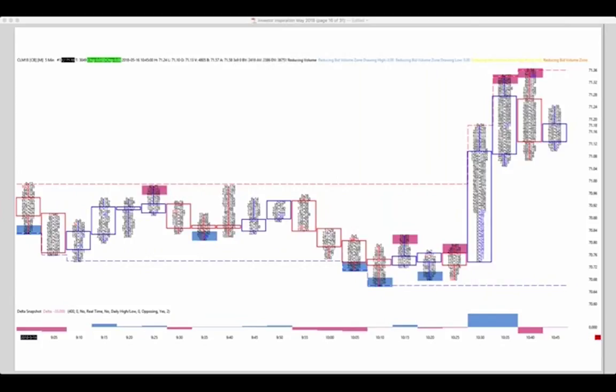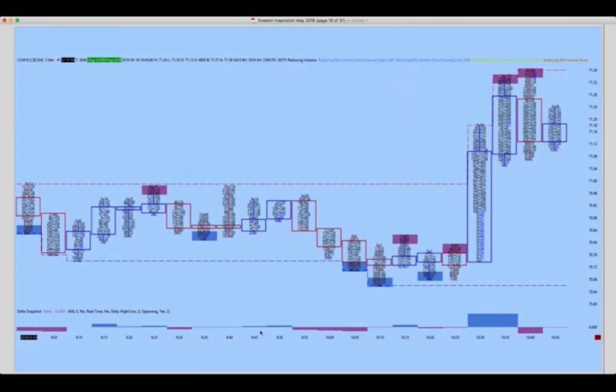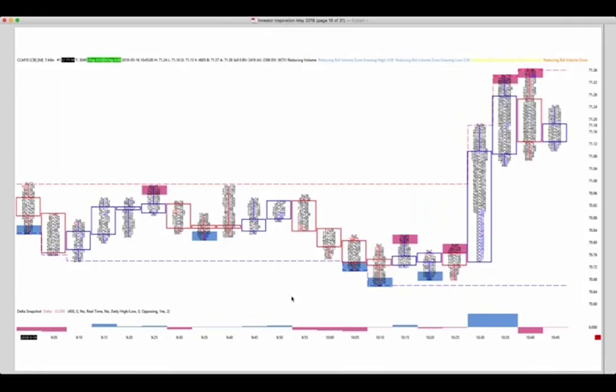What we can also see is along the bottom of the chart. Let me just see if I can highlight this. Here we go, the pointer. Along the bottom of the chart, we're exposing something called delta. Delta, very simply, is the difference in the number of buyers and the number of sellers. So for each bar in this chart, we're counting up how many contracts were purchased by lifting the offer, how many aggressive contracts were bought, minus how many contracts were sold by hitting the bid.